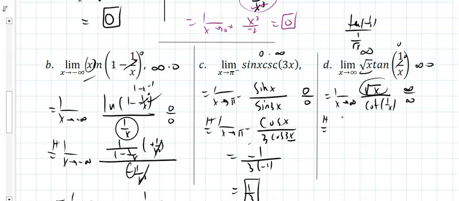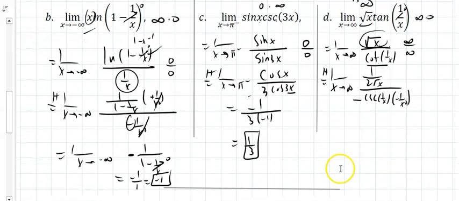Derivative of square root is 1 over twice the square root of x. Derivative of cotangent is negative cosecant of 1 over x times the derivative of 1 over x, which is -1 over x squared. If I clean this up a bit, I'm looking at the limit as x approaches infinity of positive.